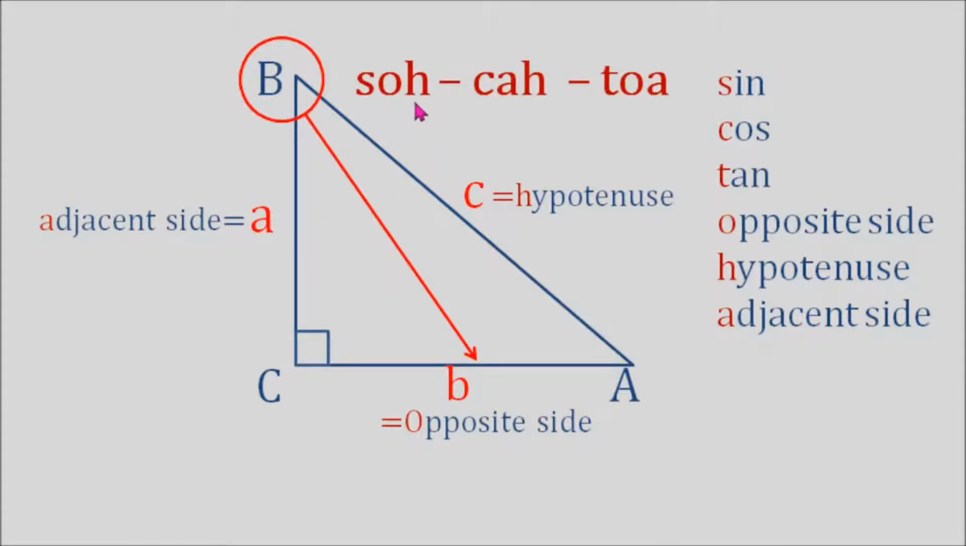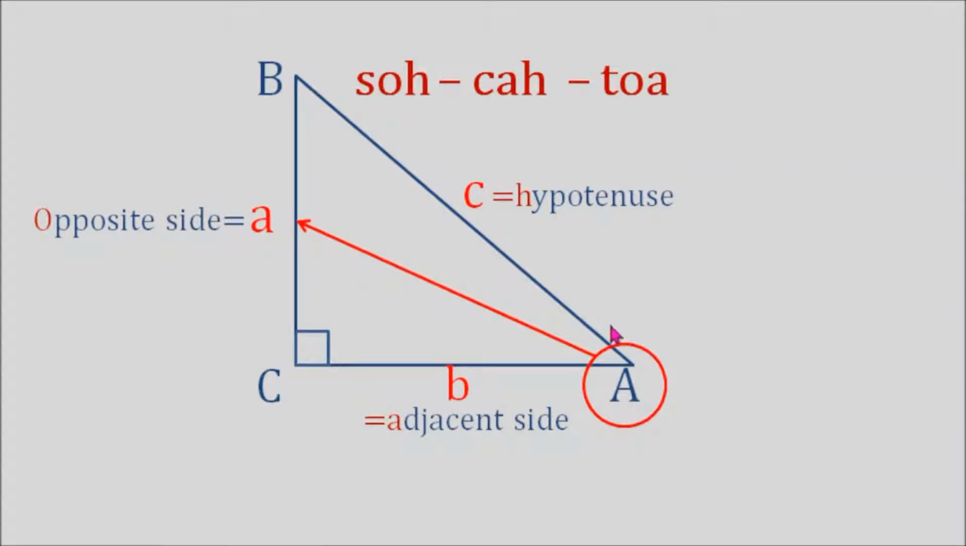We should memorize this acronym: SOH CAH TOA. S stands for sine, C stands for cosine, T stands for tangent, O stands for opposite side, H stands for hypotenuse, and A stands for adjacent side. What does this acronym mean?